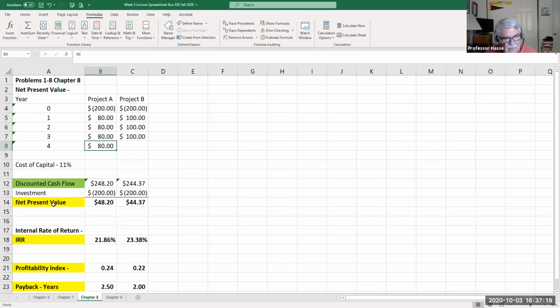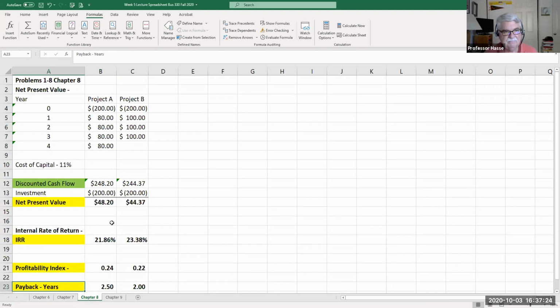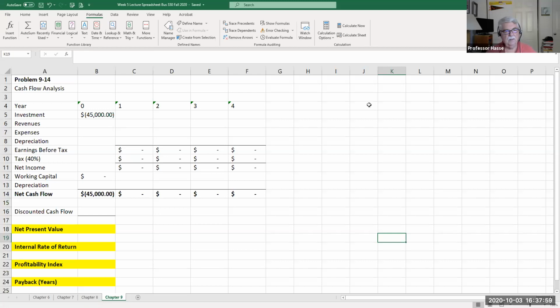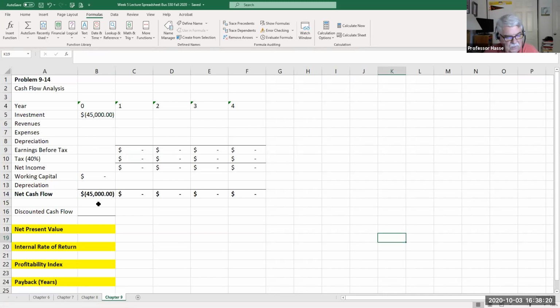What is our net present value, internal rate of return, profitability, and payback. So this is a good template for that. Okay, the Chapter 9 tab in this is to determine not only the net present value, internal rate of return, profitability index, and payback, it's also to determine the cash flow. In Chapter 8, the cash flow was given to us. Made it a lot easier. Now in Chapter 9, we have to determine how we come up with that cash flow.